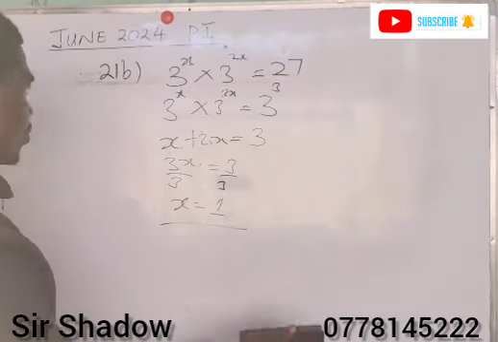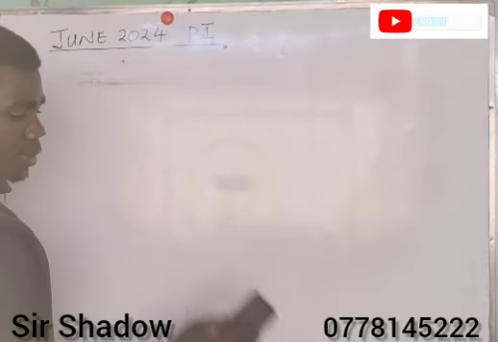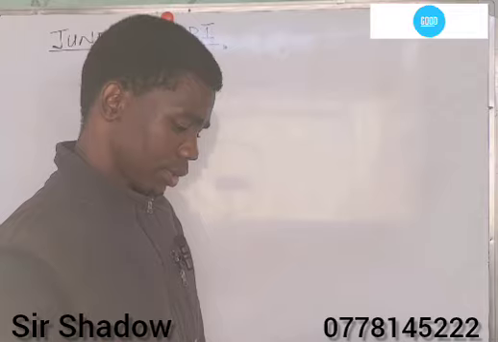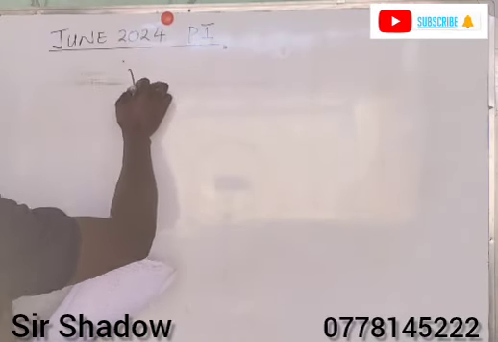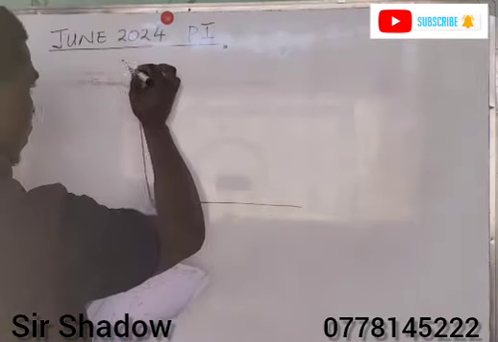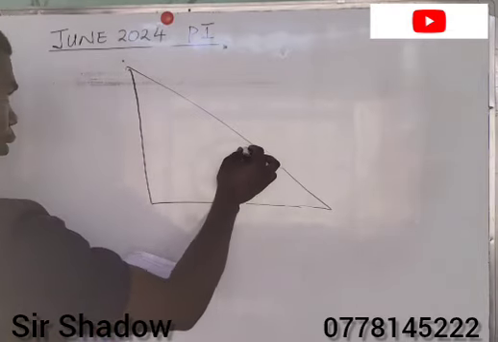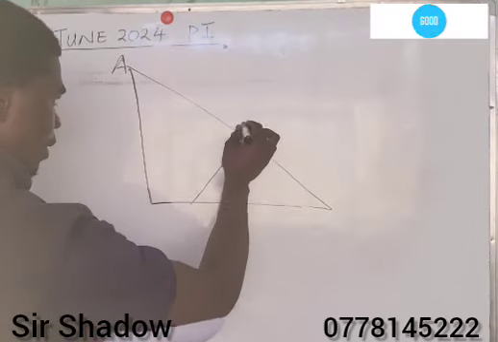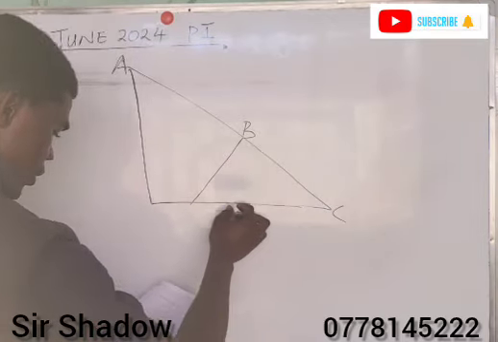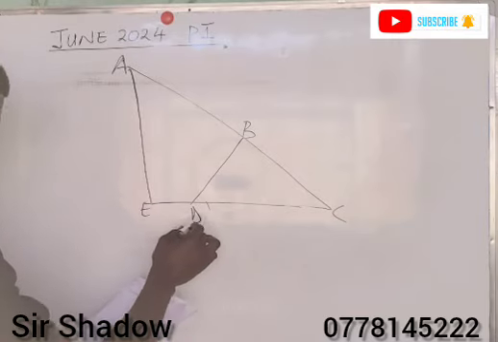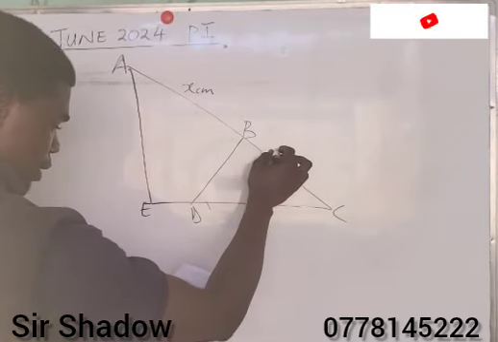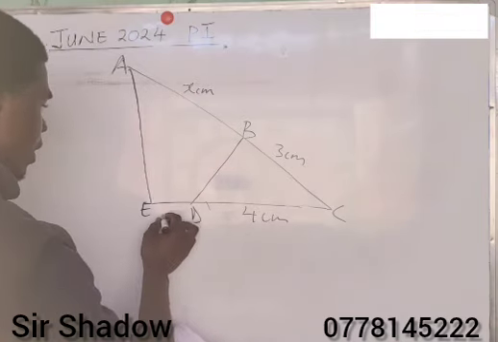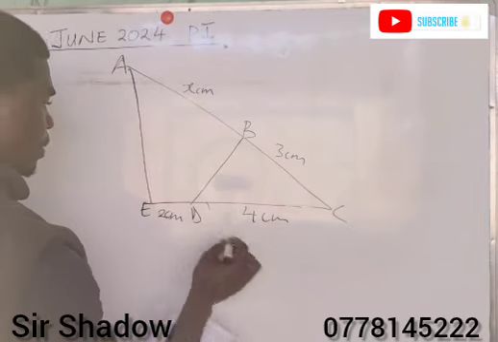Then let's move on to question 22. We are given a diagram like this. This is A, this is B, this is C, this is D, this is E. Then this one is x centimeters, this one is 3 centimeters, this one is 4 centimeters, and this one is 2 centimeters.